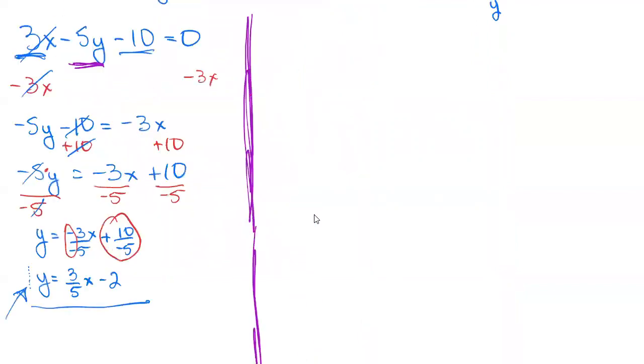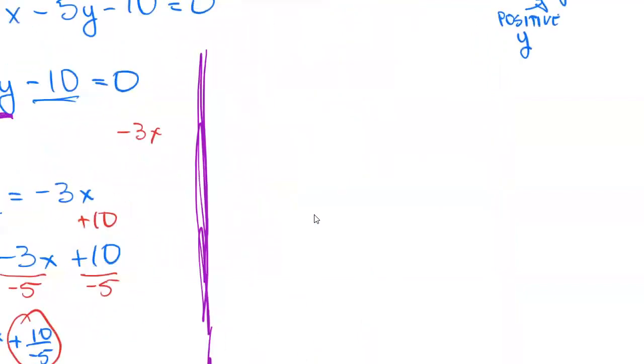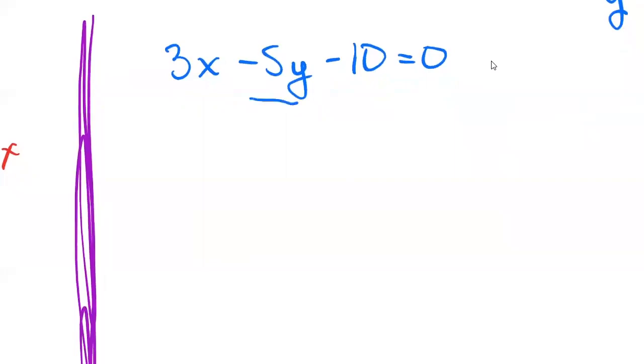The other method, some students find a little bit easier. 3x minus 5y minus 10 equals 0. Some students find this easier. Others don't, just because you have to be fairly adept at rearranging equations and understanding how you can write them. So if I know I need this y term by itself, then what I can do is simply move this right away and get it by itself.